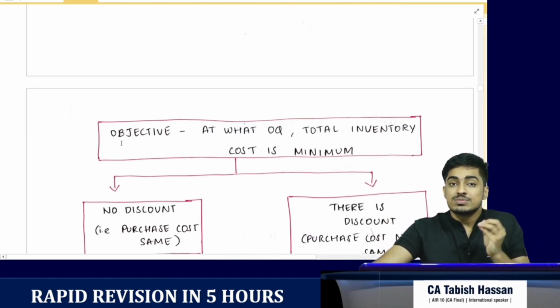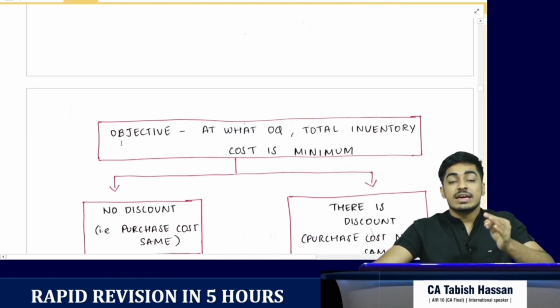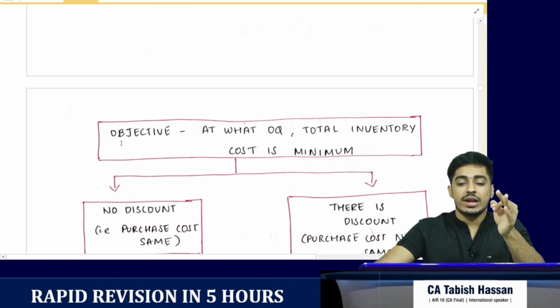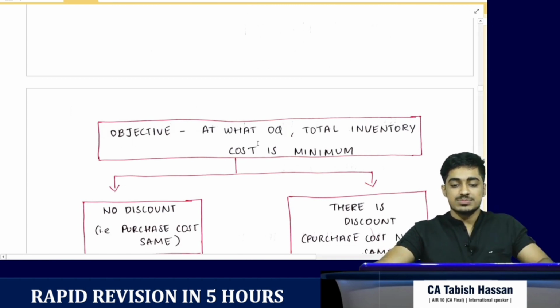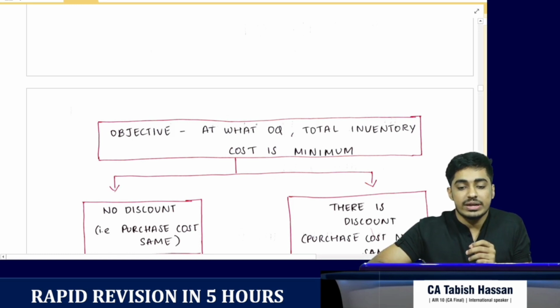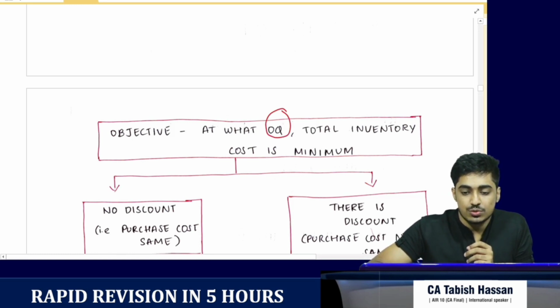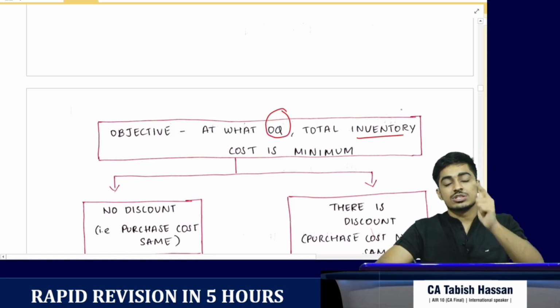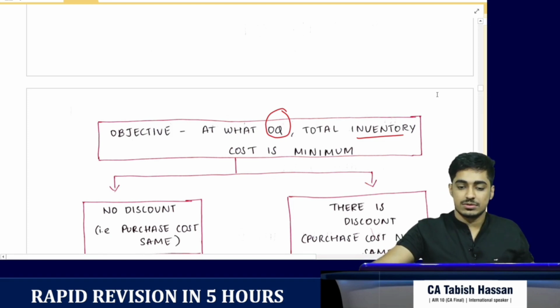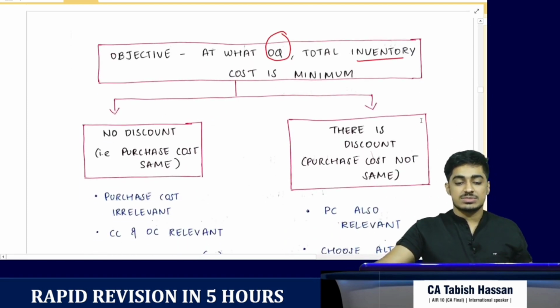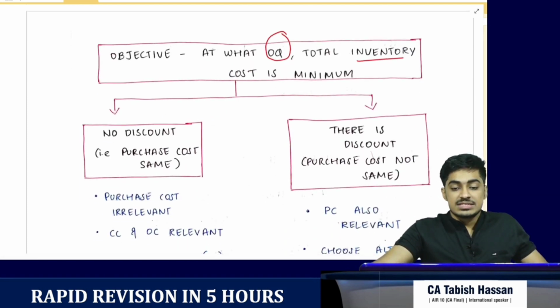Clear? What is the objective? We are seeing at what order quantity the total inventory cost is minimum. What is total inventory cost? Purchasing cost plus ordering cost plus carrying cost. Okay, so we have 2 different circumstances. First, when there is discount, and second, when there is no discount.